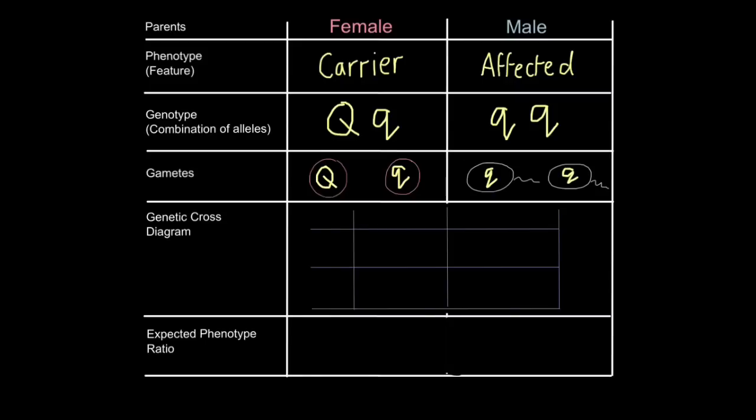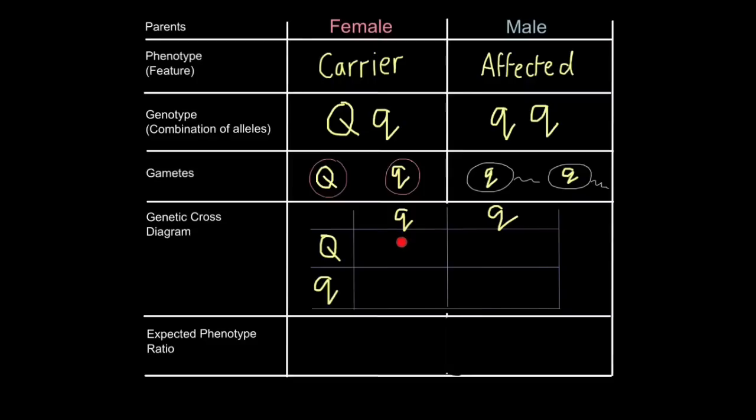Now you set up your cross diagram. It doesn't matter which side you put the male features on or the female features on. So I'm going to put the female features on the left side. So big Q here, because that's 1 type of egg they can produce, and small q here. And for the male, small q here, small q here. So these represent the different types of gametes they can produce.